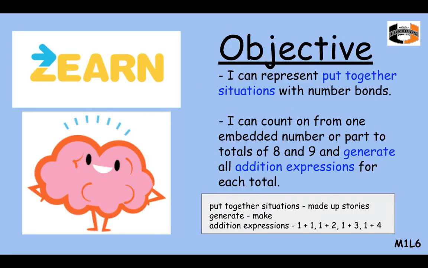Here is today's objective. I can represent put together situations with number bonds. It means I can represent made up stories with number bonds. And the second part is I can count on from one embedded number or part to totals of 8 and 9 and generate all addition expressions for each total. And that means I can use the strategy of counting on from part of the number all the way to the total of 8 or 9. And I can make those addition expressions that show that.